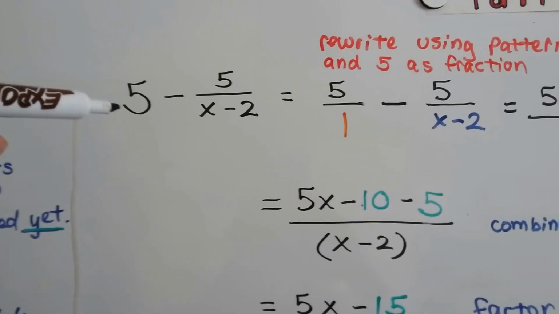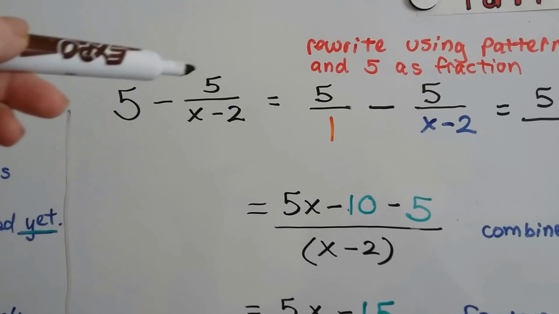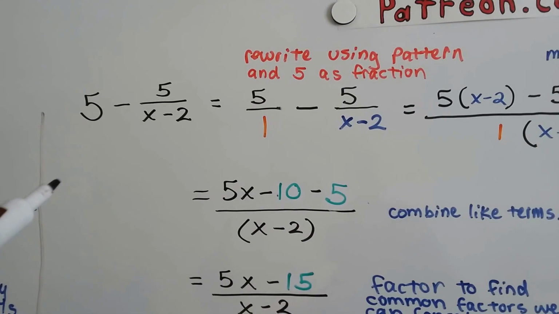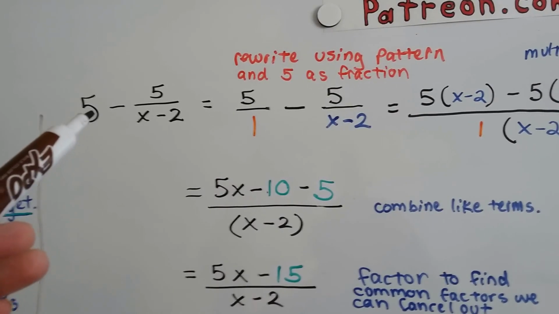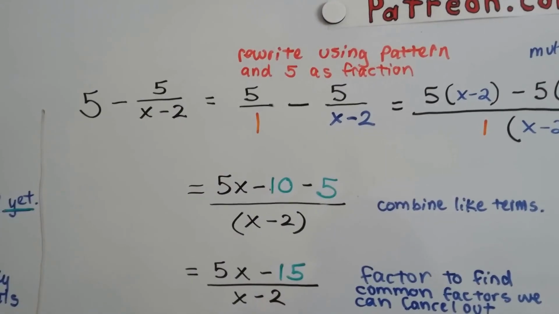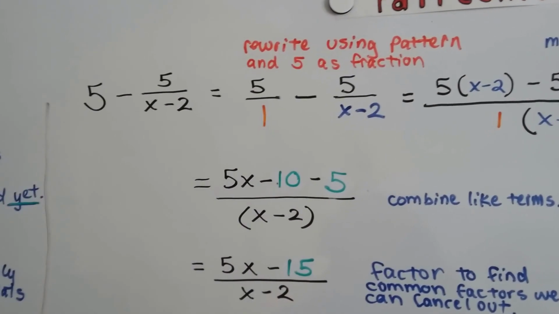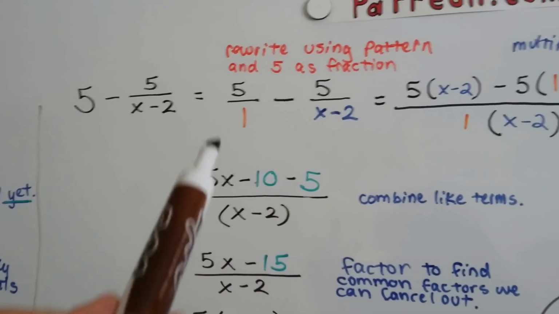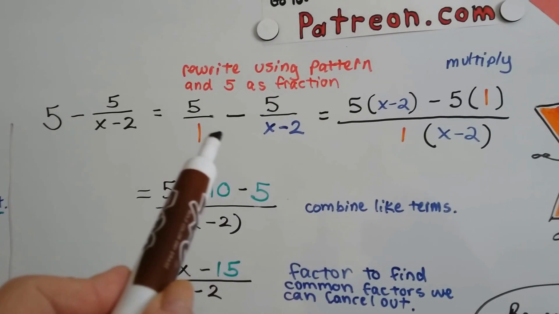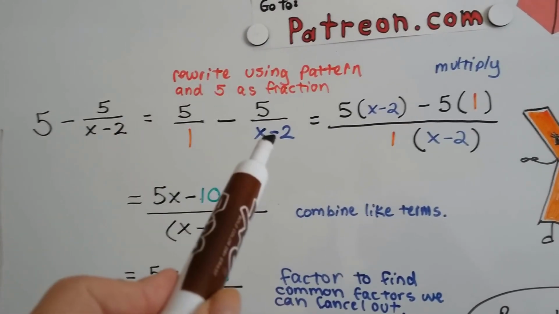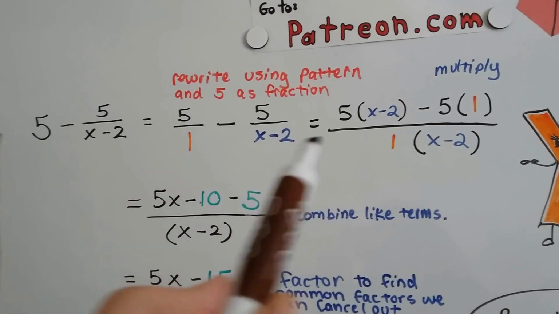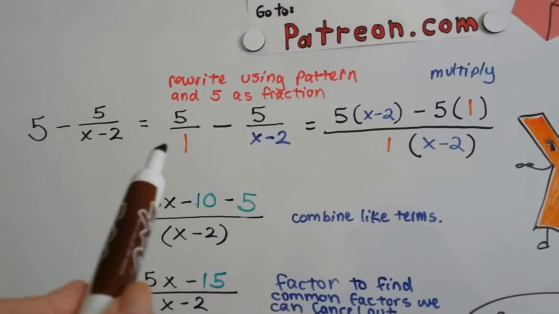Now we've got a whole number here, a 5 minus 5 over x minus 2. We rewrite using our pattern, and we make the 5 as a fraction, like a 5 over 1, so that it's also a rational number. See? Remember, fractions are rational numbers. So now we've got our two fractions. Now we can just use our pattern. 5 times x minus 2 minus 5 times 1 over 1 times x minus 2.